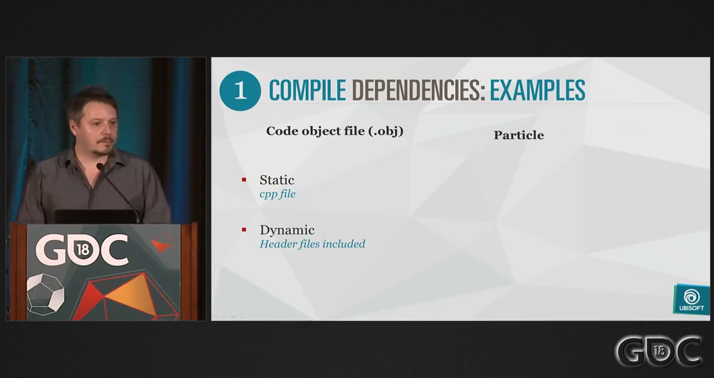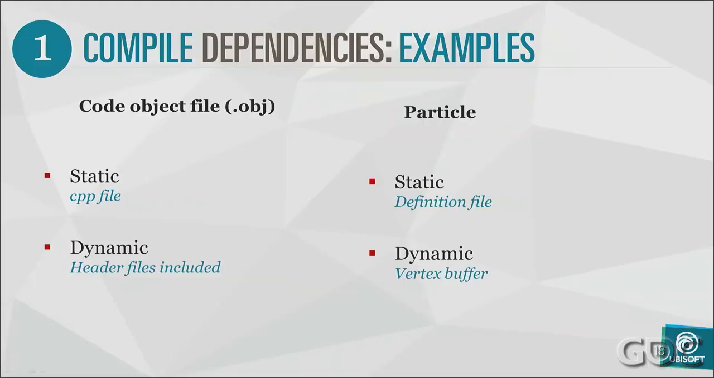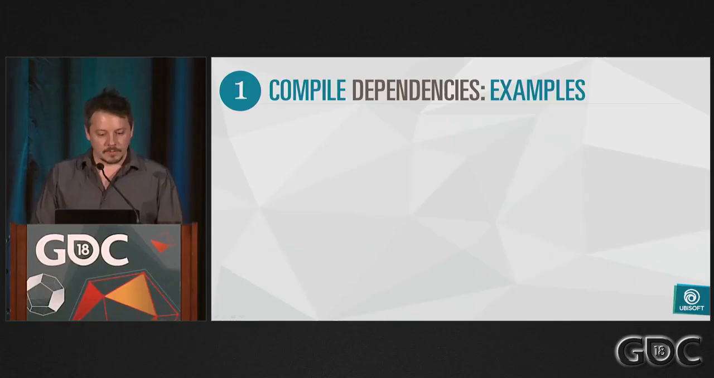The same would go for the particle we were talking about just before. The static dependency will be the definition file itself, but once you open this file, you may discover a reference to the geometry that you want to package in your final particle assets. So you would have, as a dynamic dependency, this geometry, this vertex buffer. The same would go for a texture, for instance.